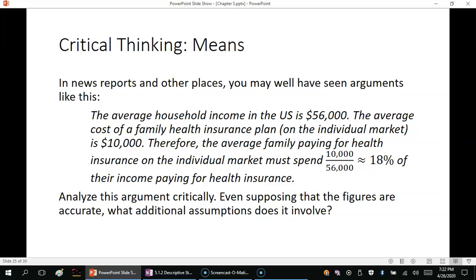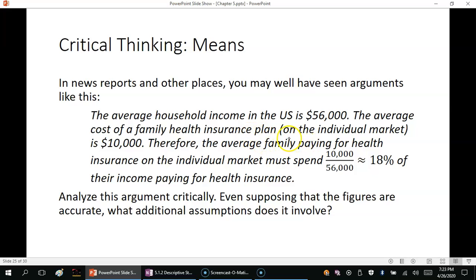On the other hand, the second mean that they're referring to is the average cost of a family health insurance plan on the individual market. So we're not comparing to all of the households with income here. We're talking specifically about families. So maybe that's what we meant by household, but maybe not. Families purchasing a health insurance plan. So not every family chooses to purchase a health insurance plan. Not every family can afford to purchase a health insurance plan.